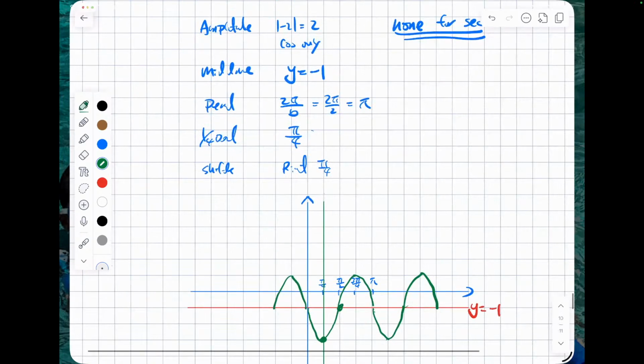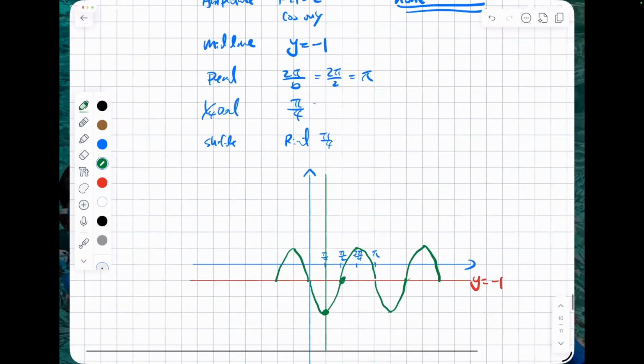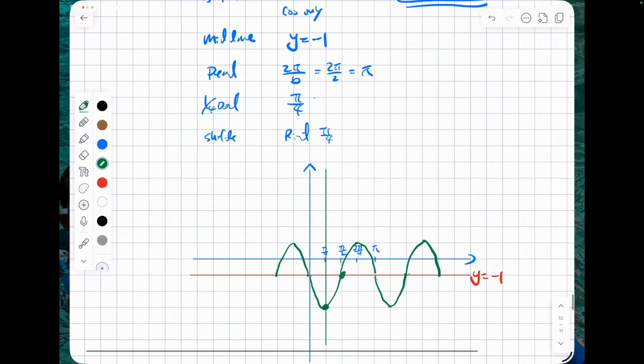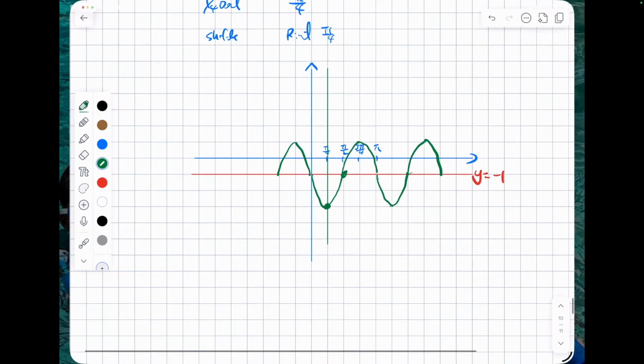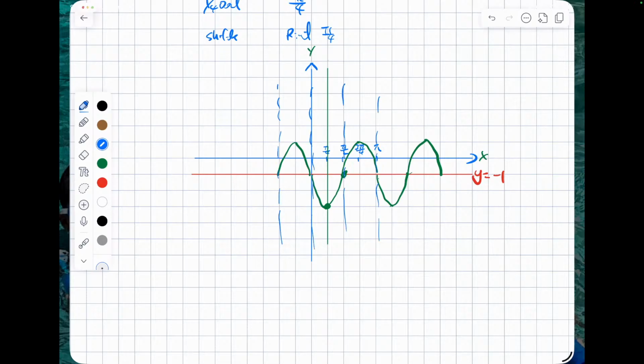I did shift right pi over 4. The blue line is the axis. This is the y-axis. This is the x-axis. So I shifted there and I start with -2. Is that okay? Now I'm going to graph secant, so that means I'm going to draw the asymptotes. There's an asymptote here, here, here, here, here, and here, and then just graph accordingly, like this.